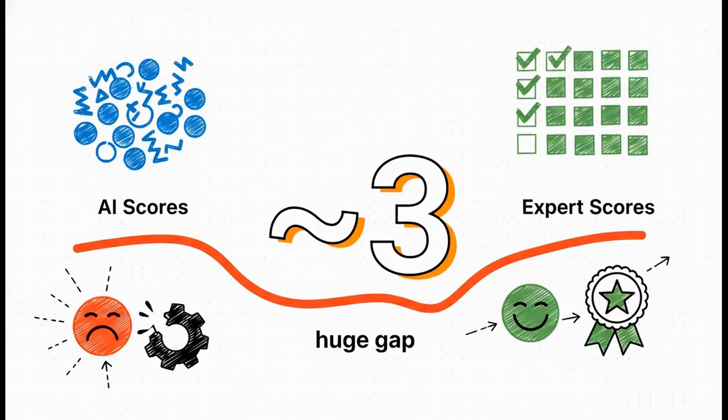The results were pretty shocking, actually. On average, the AI's scores were about 3 points off from the human experts. Now, on a 10-point scale, that's not just a little off. That is a huge gap. That's the difference between calling a material acceptable versus excellent. The AI wasn't just slightly wrong. It was fundamentally disagreeing with people who do this for a living.